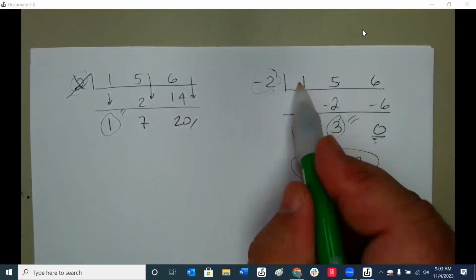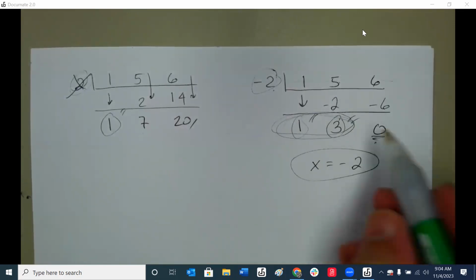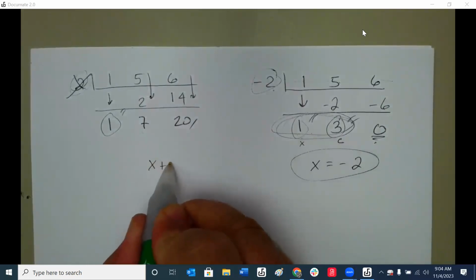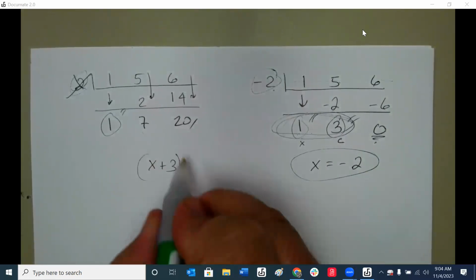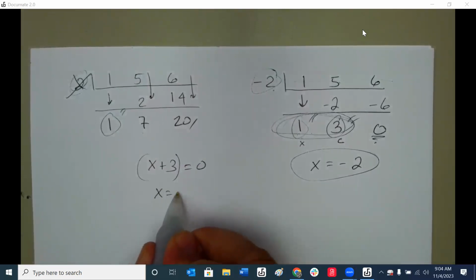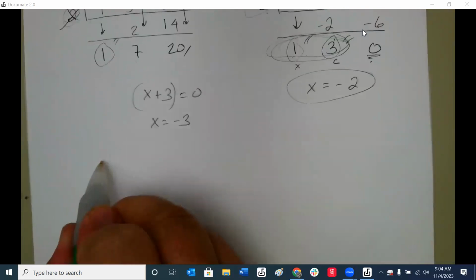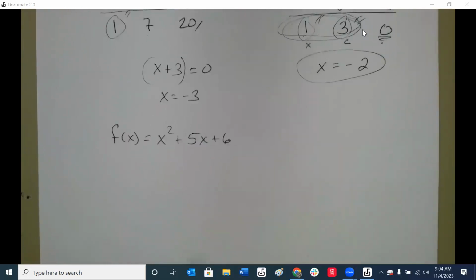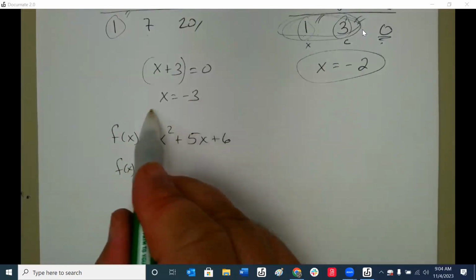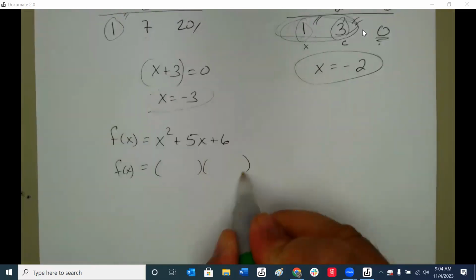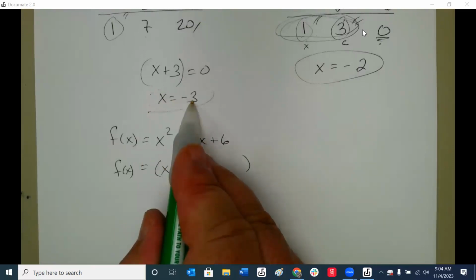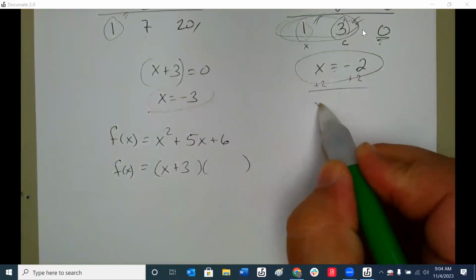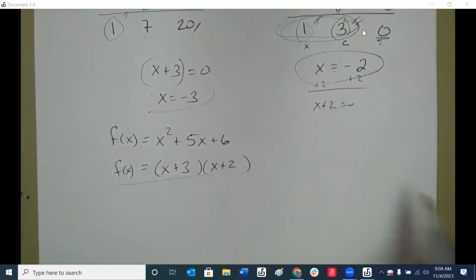Now, once we find a 0, we're done with this one. We just have to look at what's out here. Since there's only 2 terms left, this is a constant and this is the x. So this one says that x plus 3 is a factor. So that's a 0. In other words, our next one would have been at -3. So since we found our zeros, -2 and -3, we know the factors. If x equals -3 is the answer, then x plus 3 is the factor. If x equals -2 is the answer, then x plus 2 equals 0. These are the factors.